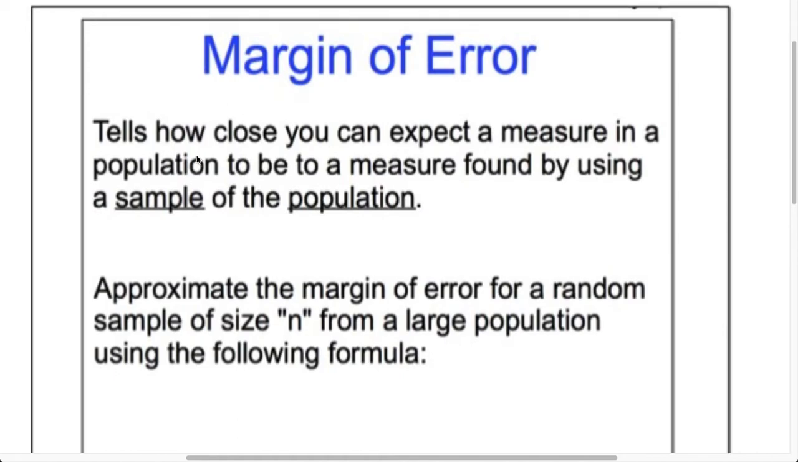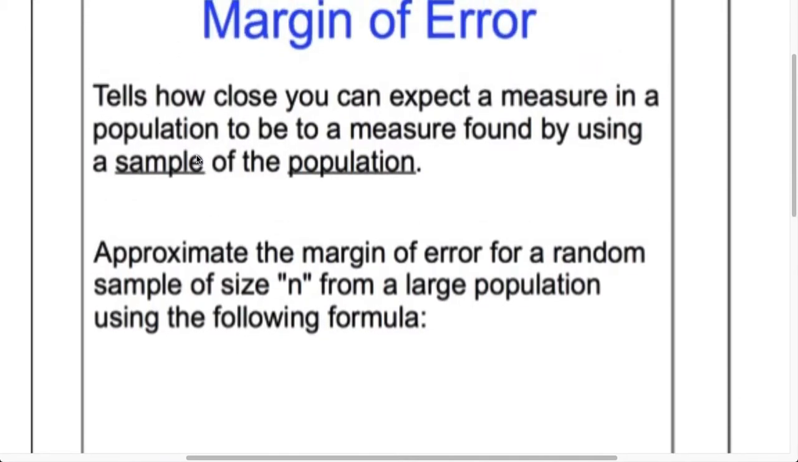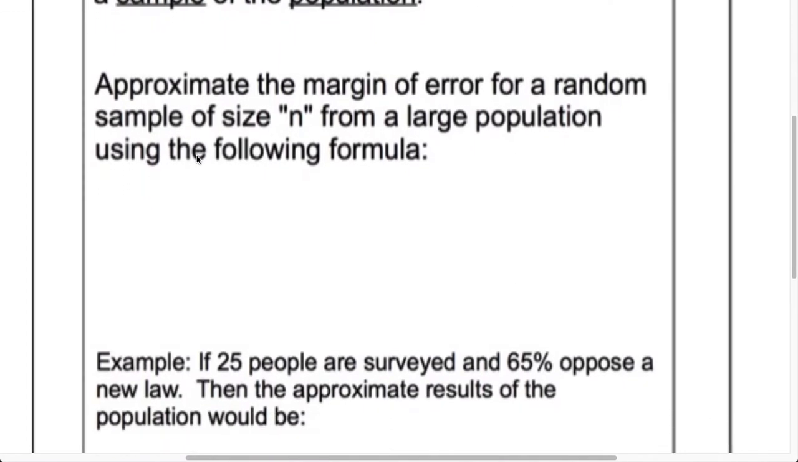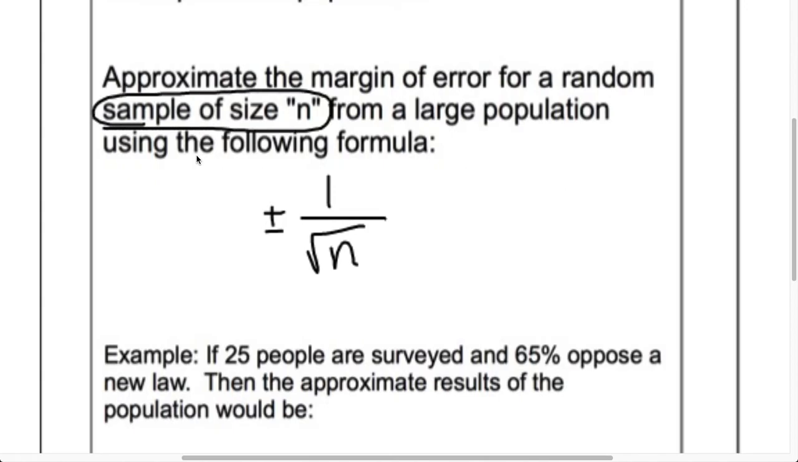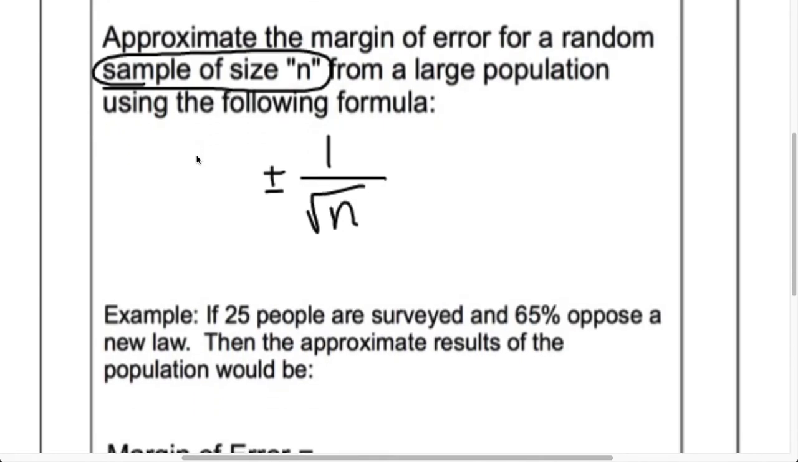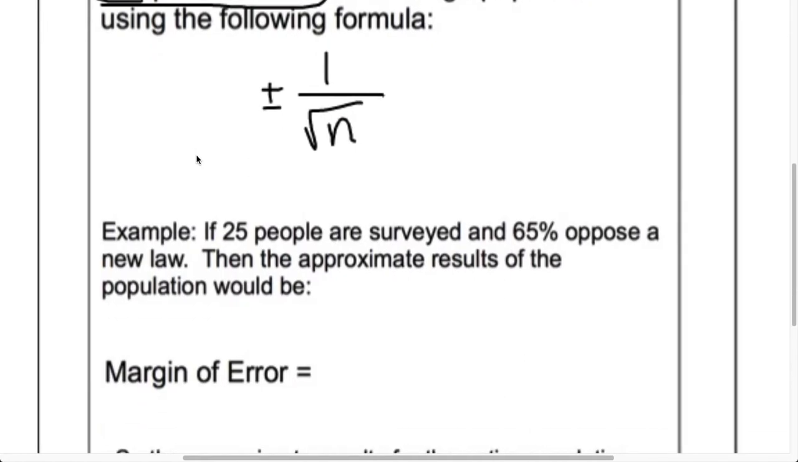And so a margin of error formula was developed at some point that will help you approximate the population. Okay? And this formula is actually pretty simple. It is 1 over the square root of n, and because I'm taking a square root, there's a plus or minus there, where n is the sample size of that population. Okay? So if I look at this example below, it says if 25 people were surveyed and 65% oppose a new law, then the approximate results of the population would be what?